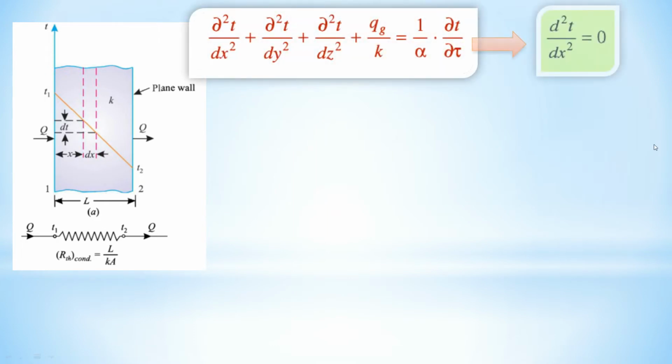So we are only considering the first term because it is a one dimension heat transfer. So y and z is 0, the second and third terms are 0. There is no internal heat generation, so this term is also 0. And here we are considering steady state, so this term is also 0. So the remaining term is d square T by dx square equal to 0.